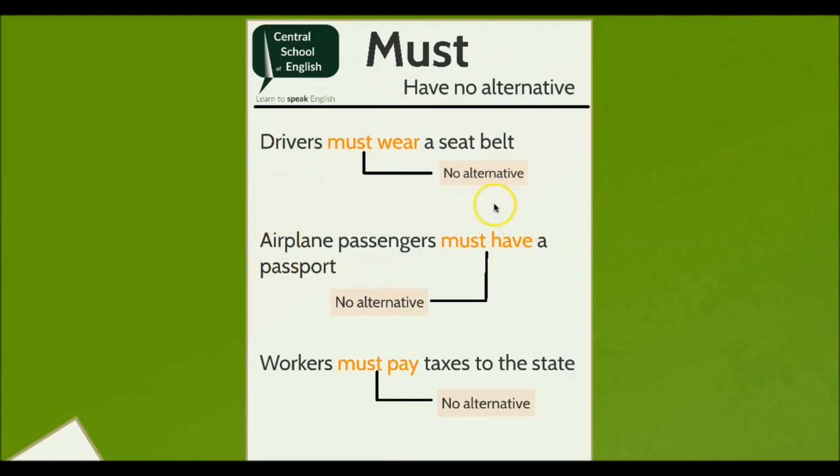We can also say, airline passengers must have a passport. In this sentence, we use the modal verb must because airline passengers do not have an alternative. Having a passport is the law. We could also say, workers must pay taxes to the state. In this sentence, we use the modal verb must because workers do not have an alternative. Paying taxes is the law of the state.